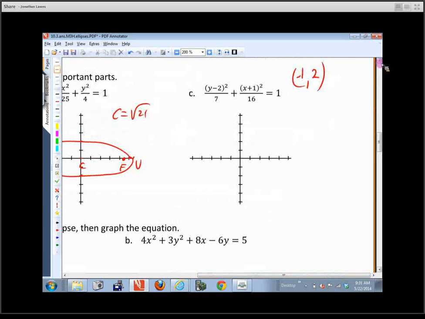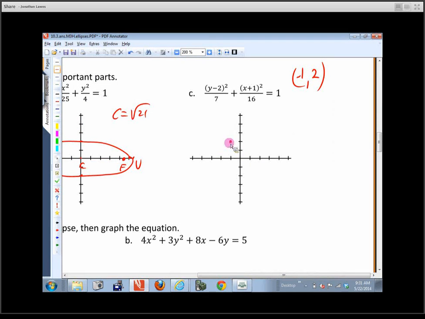So the center is at -1, 2. So we're right here. And then in the y direction, I'm going to go, let's see, this is kind of ugly. Radical 7 up, so that's a little bit more than 2. So we're about right here. And radical 7 down. And then we're going to go 4 units in this direction. So there and there. So that's what it looks like.